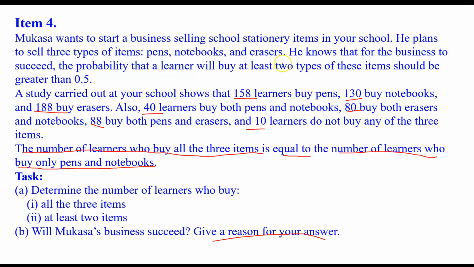So check clearly here. If you check back, they said that Mukasa knows that for the business to succeed, the probability that a learner will buy at least 2 types of these items should be greater than 0.5. So in order to respond to this part B, to tell whether Mukasa's business will succeed, we need to find the probability that a learner will buy at least 2 types of items, such that if it is greater than 0.5, we conclude that the business will succeed. If less than 0.5, we say the business will not succeed.